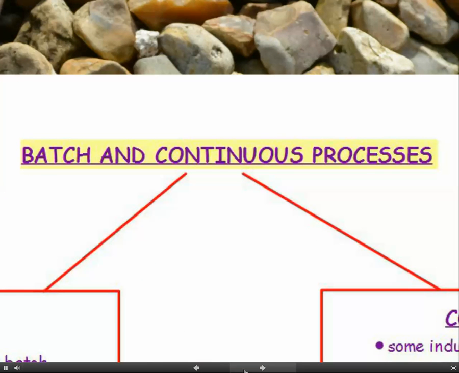Now, let's have a chat about batch and continuous processes. Now, these are not specifically mentioned in the specification. However, some mark schemes and some past questions do refer to them. So let's have a quick look at batch and continuous processes.